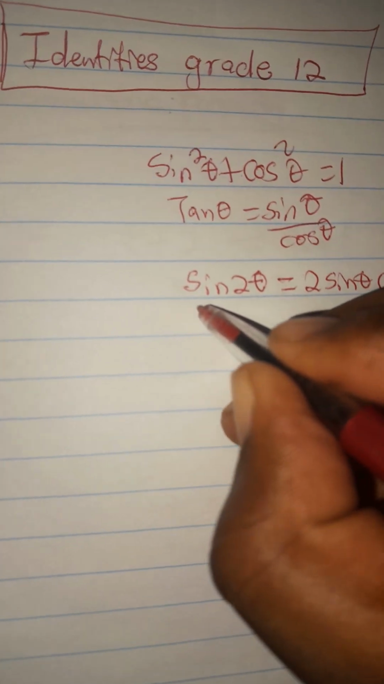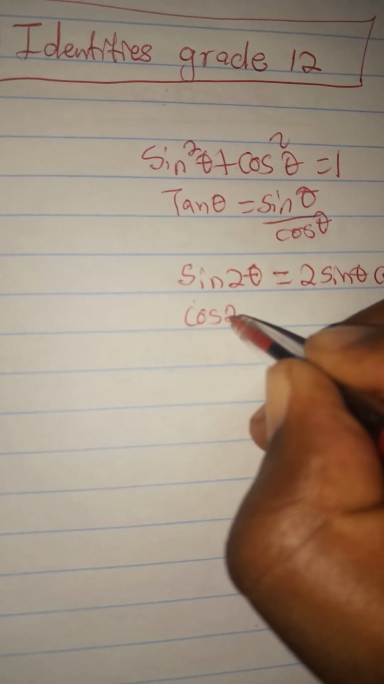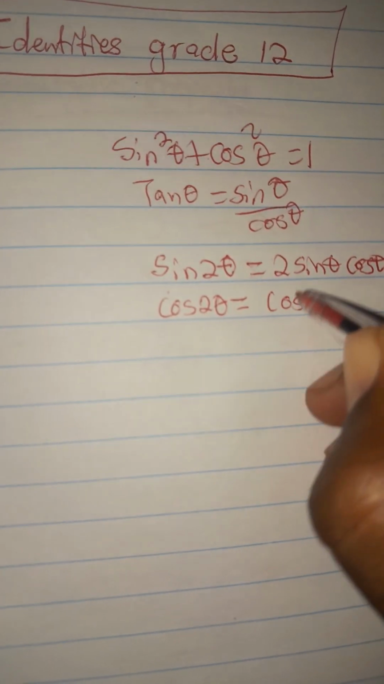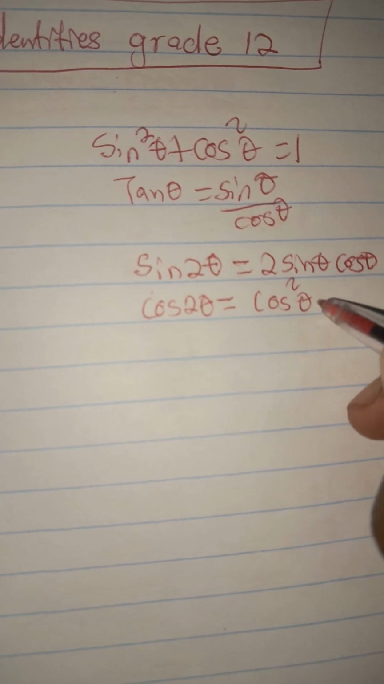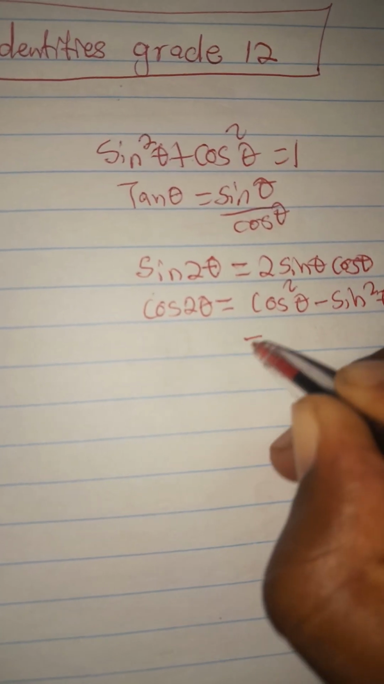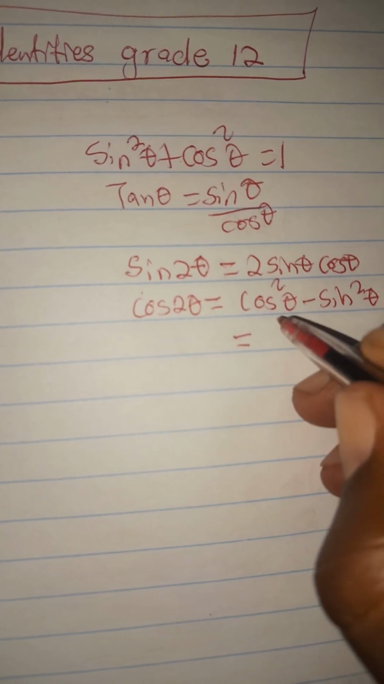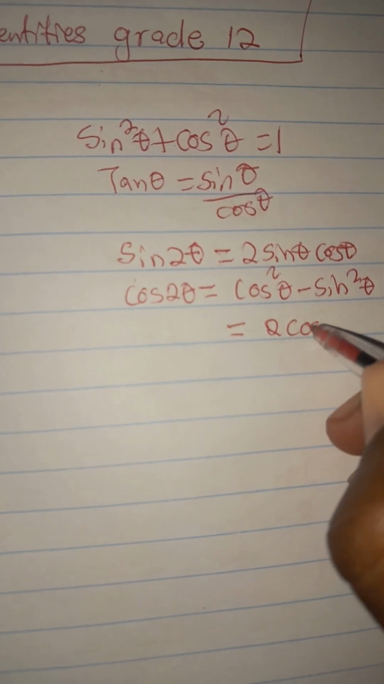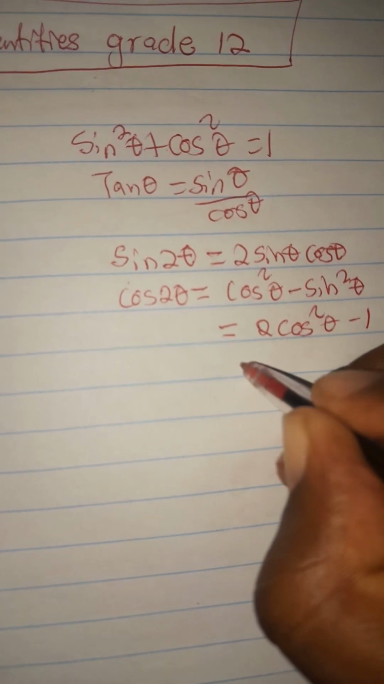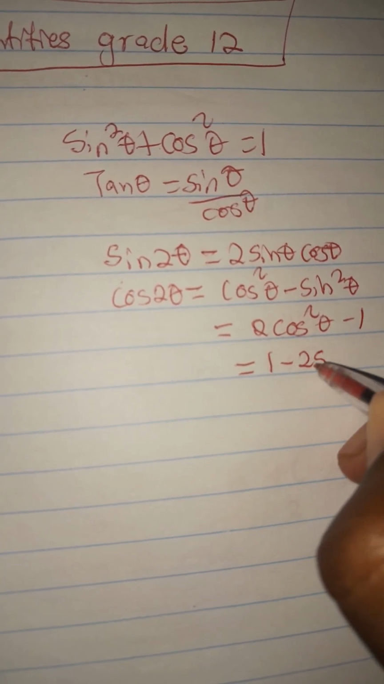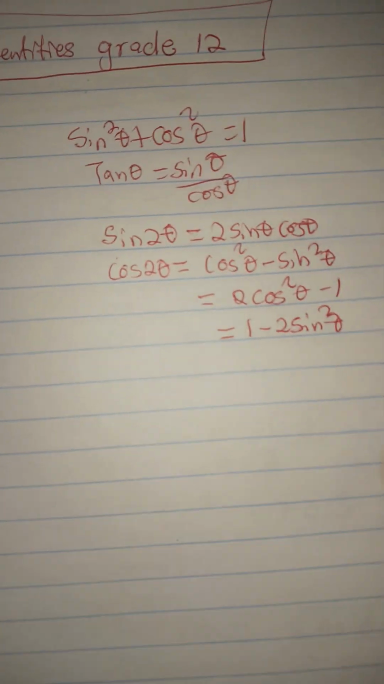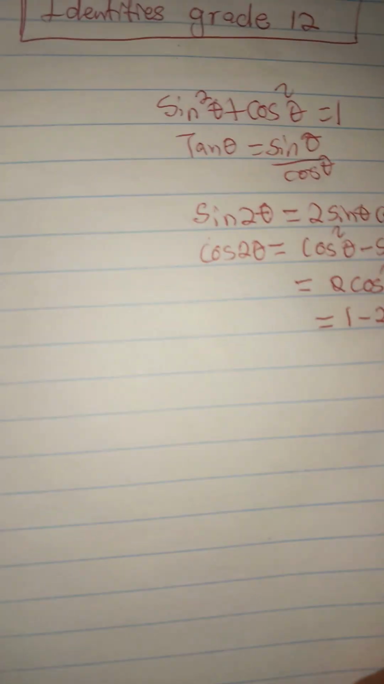We also have a double angle of cos 2 theta, which will be cos squared theta minus sine squared theta, as well as 2 cos squared theta minus 1, and 1 minus 2 sine squared theta, which are derived from this. So these are the identities that you must keep in mind.